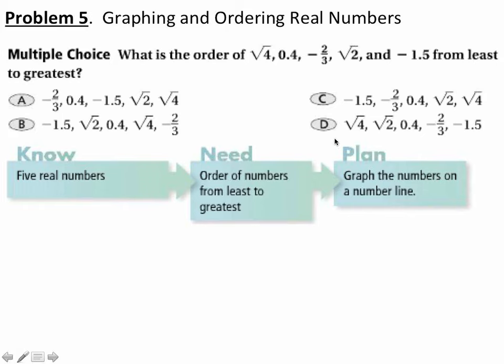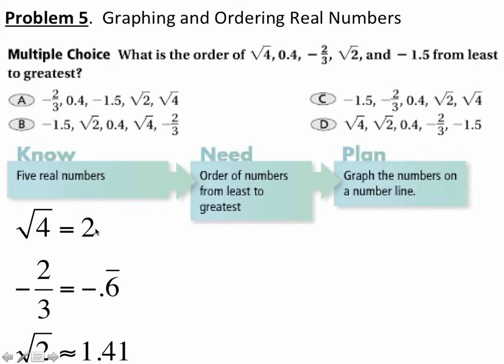All right, same kind of process here. What is the order of square root of 4, 0.4, -2/3, square root of 2, and -1.5 from least to greatest, so smallest to biggest? All right, I'm going to change every number into a decimal. To me, it's easiest to compare when they're all decimals. So the square root of 4 is just 2. -2/3 is -0.666666666. And the square root of 2 is about 1.41-ish.